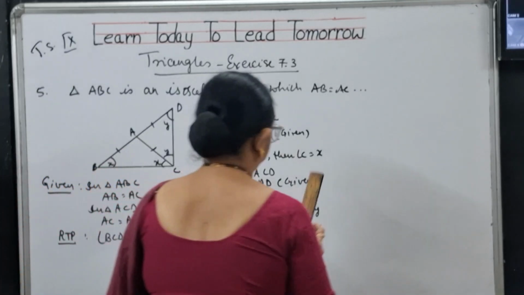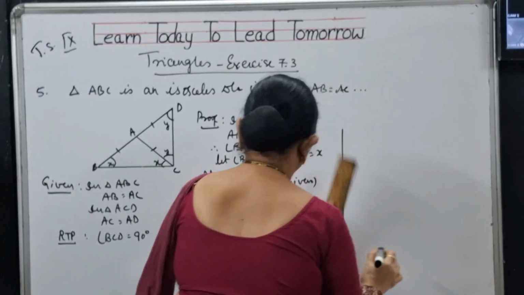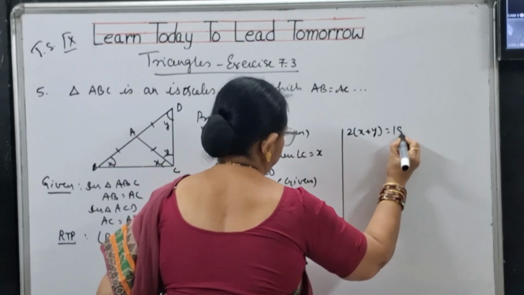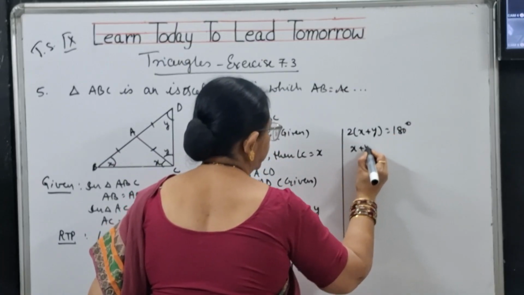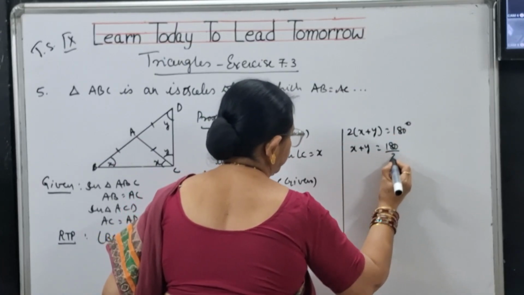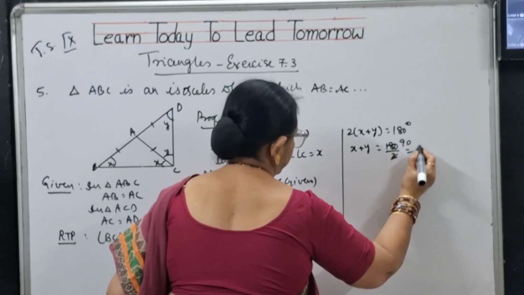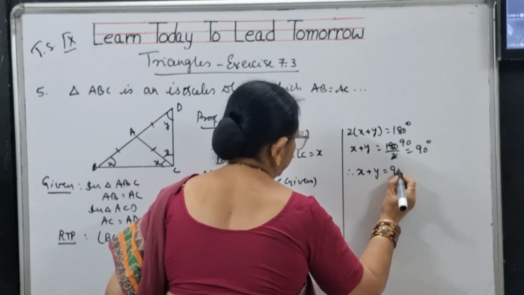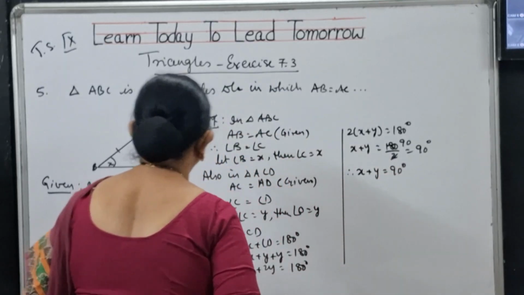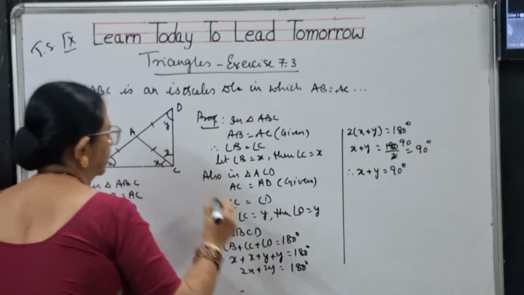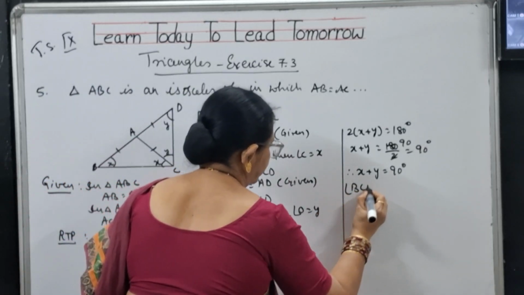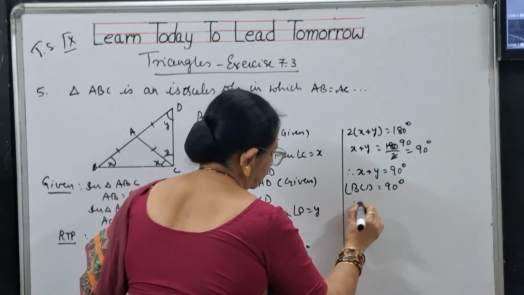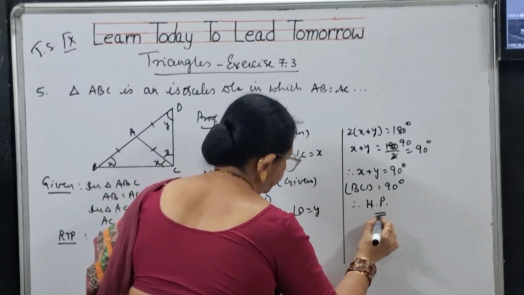That means 2 is common. 2 into x plus y is 180 degrees. So what is x plus y? 180 by 2, that is 90 degrees. Therefore, x plus y is equal to 90 degrees. What is x plus y? X plus y is nothing but angle BCD. Angle BCD is equal to 90 degrees. This is what they have asked you to prove. It is proved in this way.